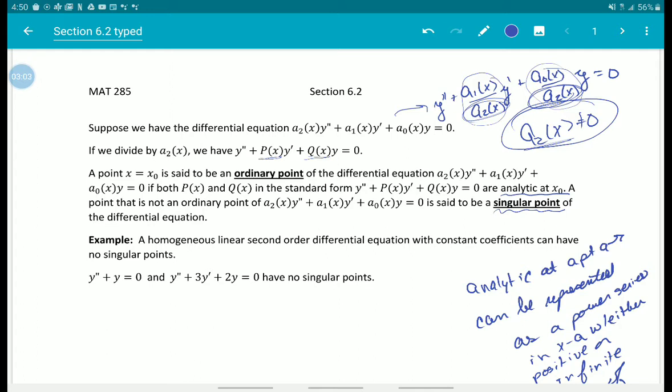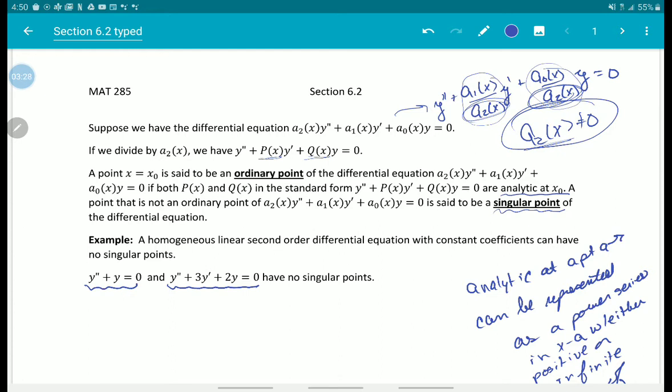So let's look at a few examples. We have a homogeneous linear second order differential equation with constant coefficients. Both of these are second order linear with constant coefficients, so there are no singular points here. Think about domain restrictions: we don't have any kind of domain restrictions for that p of x or that q of x.